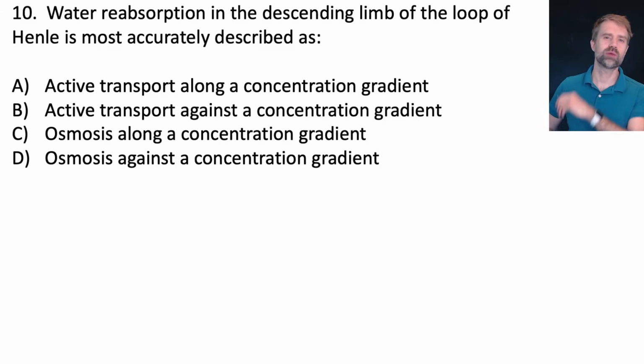Question 10, water reabsorption in the descending loop of Henle is most accurately described as A, active transport along a concentration gradient, B, active transport against a concentration gradient, C, osmosis along a concentration gradient, or D, osmosis against a concentration gradient.